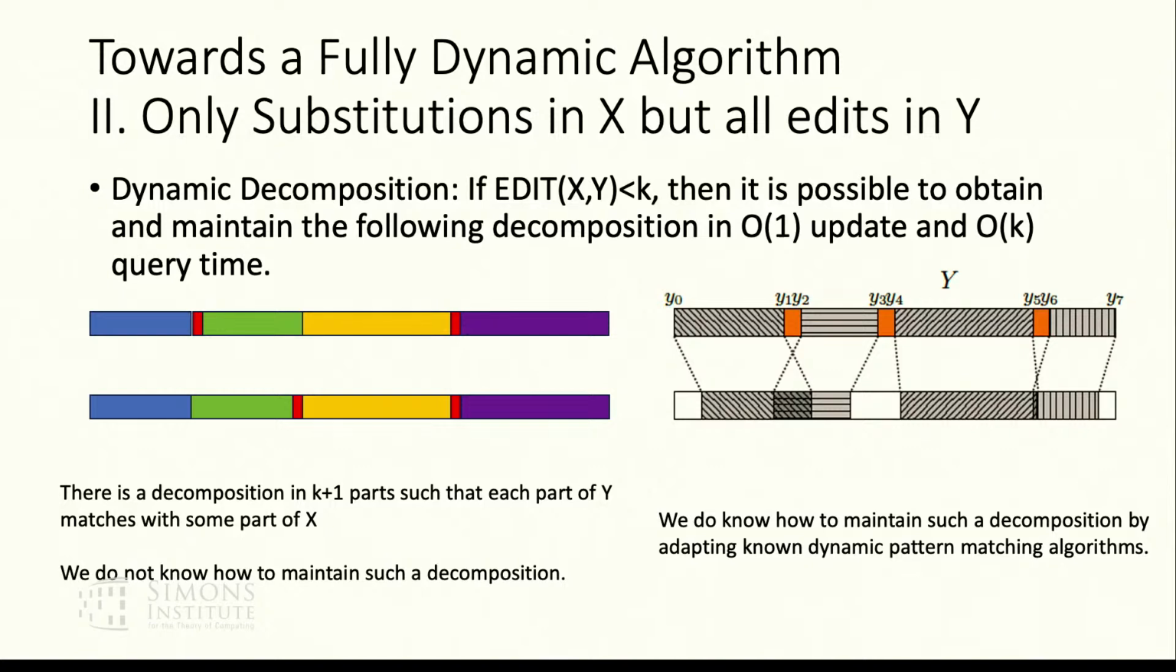It still partitions Y into these k plus 1 segments, it still finds a matching segment in X, but these matching segments now can overlap, or there could be gaps. So from this, you cannot construct the edit distance, but you can still find these matching segments. Okay, so we do this dynamic decomposition, and that takes order k query time, order 1 update time. Okay, so that's your first idea.